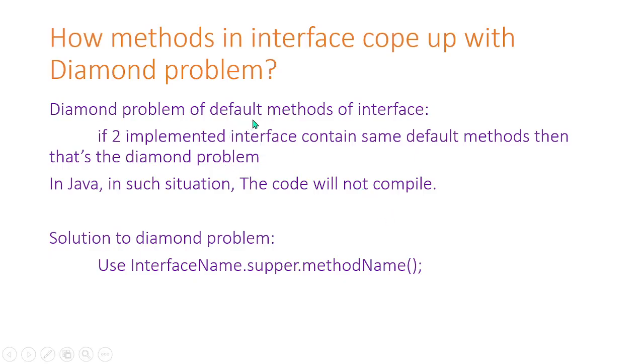So the diamond problem of default methods of an interface means if two implemented interfaces contain the same default method, then that's the diamond problem. If two interfaces contain the same method, in Java, in such situations the code will not compile. The solution to the diamond problem is to use InterfaceName.super.methodName.